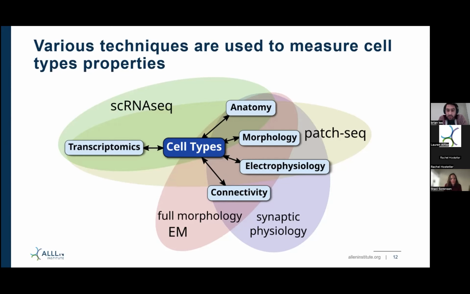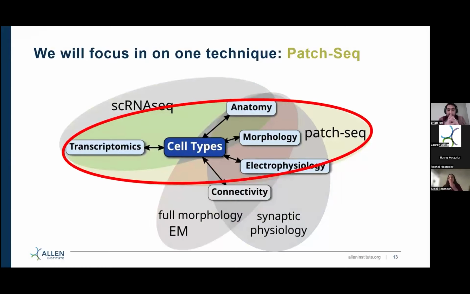But really, we want to figure out what is the best way to classify a cell type. Each one of these independent modalities is nice, but we want to understand what is the correspondence from one to another. How does transcriptomics relate to connectivity or electrophysiology or morphology? And that's what Patch-Seq allows us to do. It allows us to bridge and make that correspondence to how each of these independent modalities relate to one another.